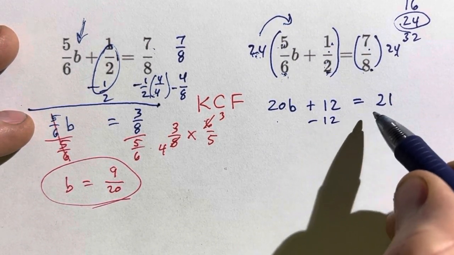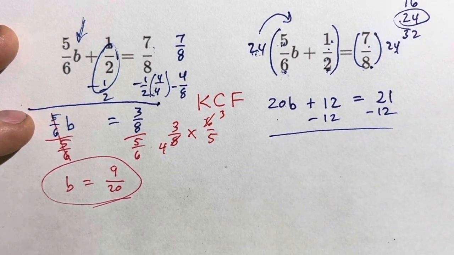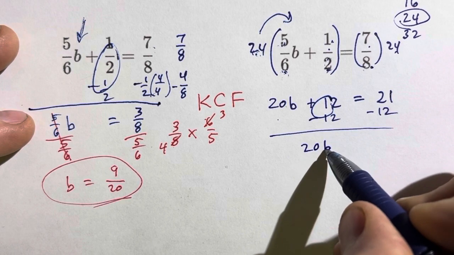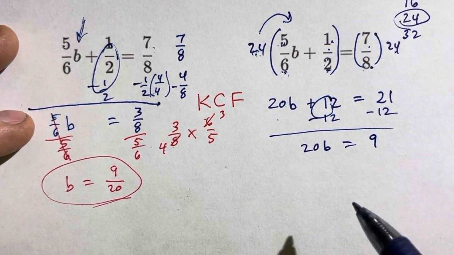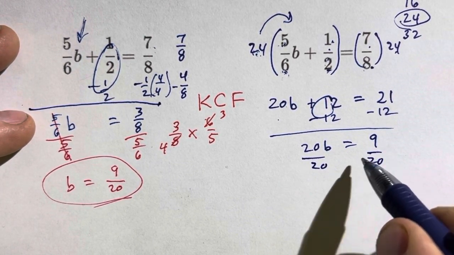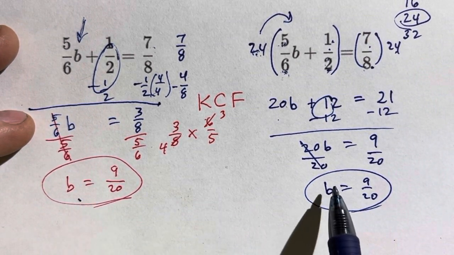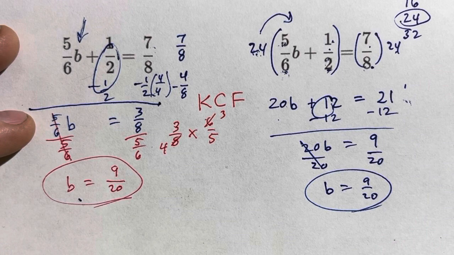And now I'm going to minus 12 on both sides. And notice my equation has no fractions at all now. So it's just a real simple equation to do. It's going to have 20b equals 9. And then divide both sides by 20. And you get 9 over 20. So you get the same answer, but I think this way is quite a bit easier.